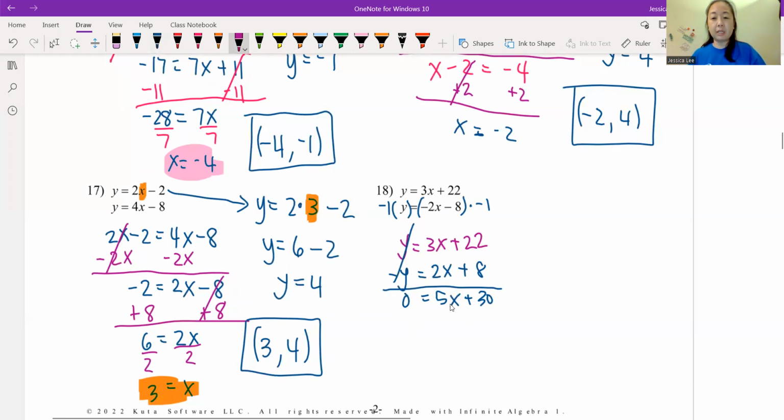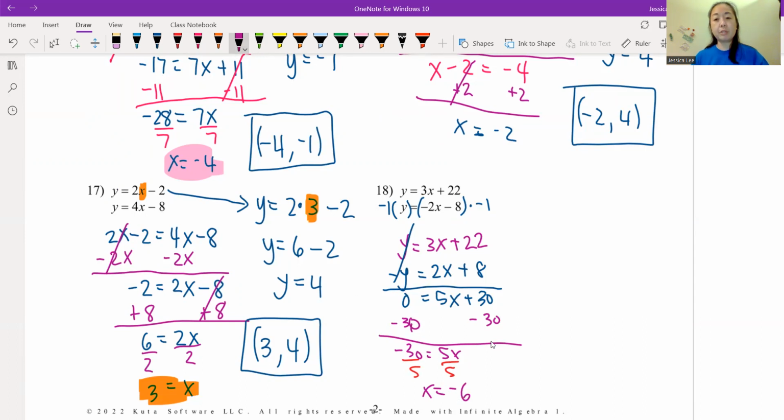And then from here, we're just going to get the x by itself, just like we've been doing. It's just a 2-step equation. That's supposed to be -30, by the way. Sorry about that. So that's going to be -30 is equal to 5x. And then divide by 5. And we get x is equal to -6, right? And we don't know the y yet, so we're just going to plug it in.